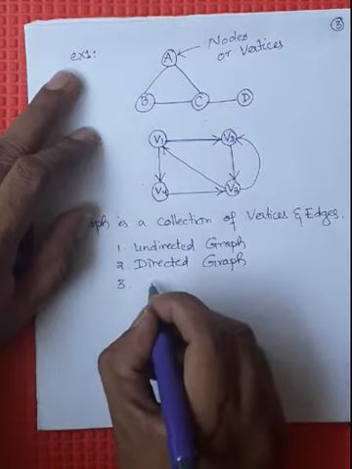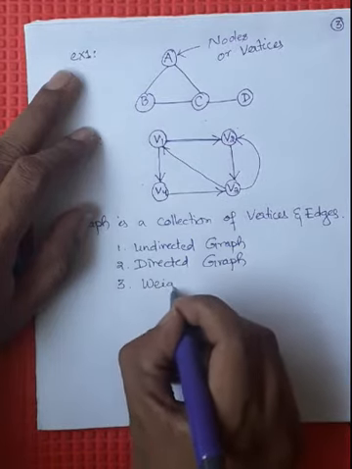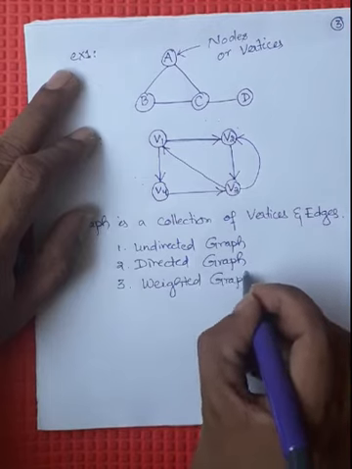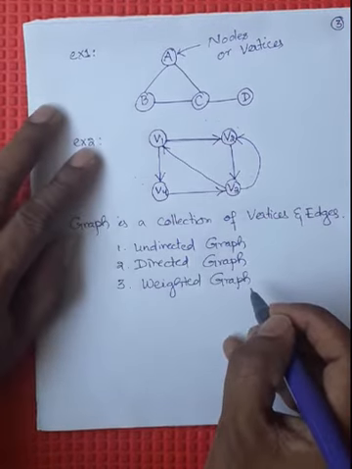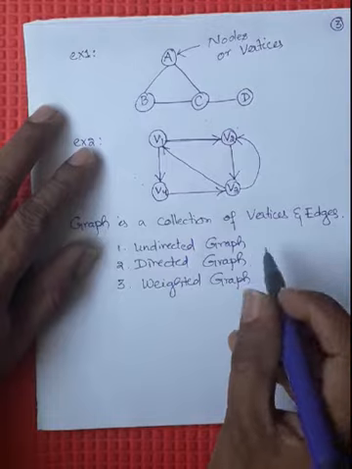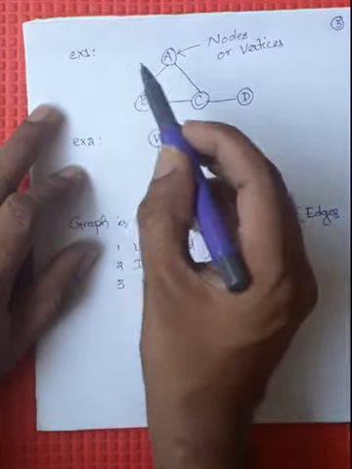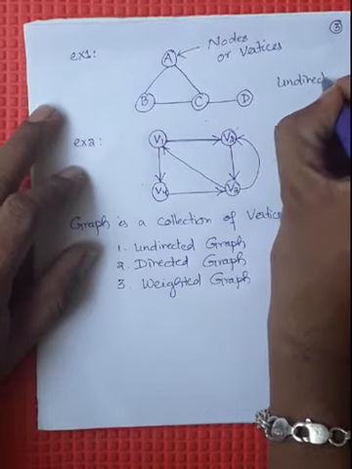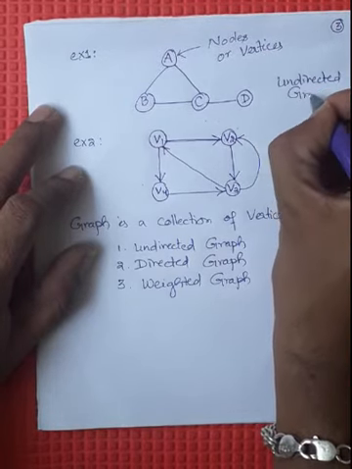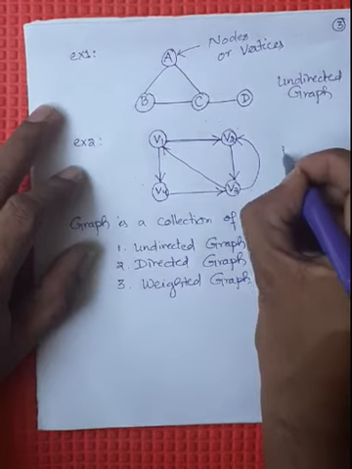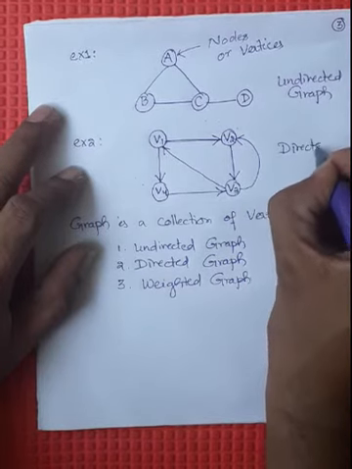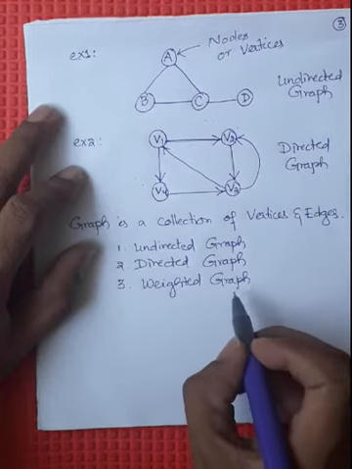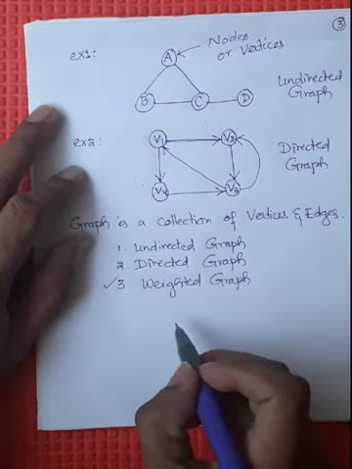Third one, we call it a weighted graph. Weighted graph means the graph where each edge has some weightage. Now these are two examples. Example 1 represents the undirected graph example. Then example 2 represents the directed graph, right? Now both undirected and directed graphs can be represented under the third category, weighted graph.